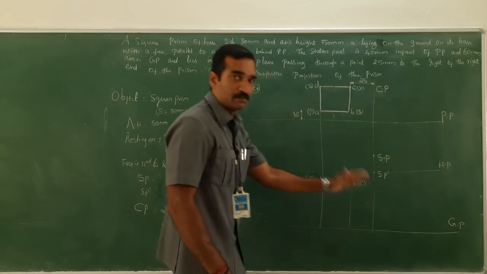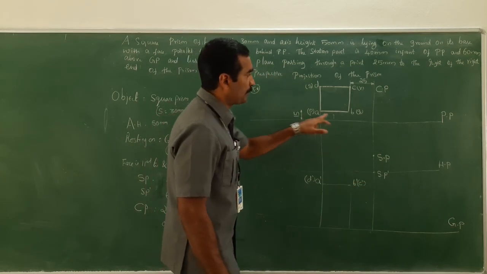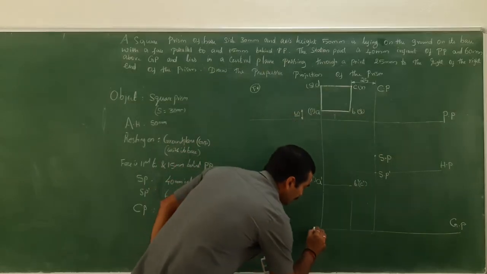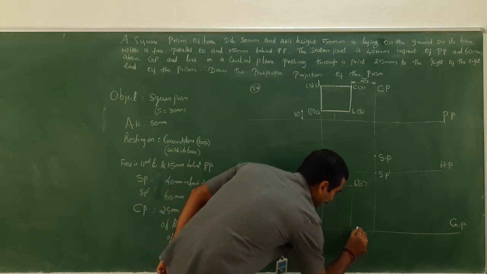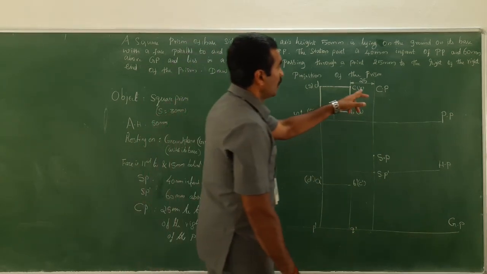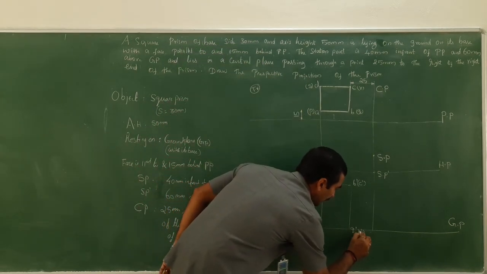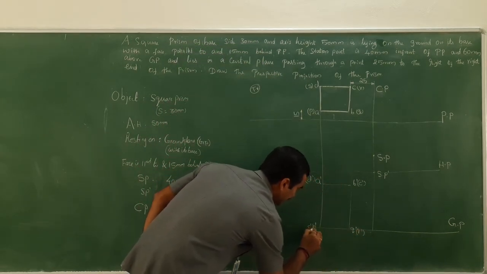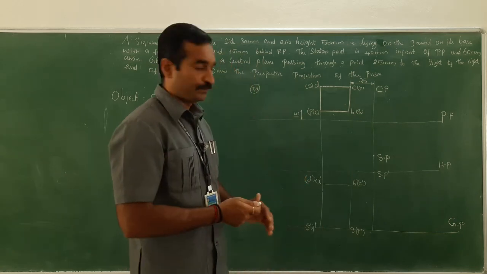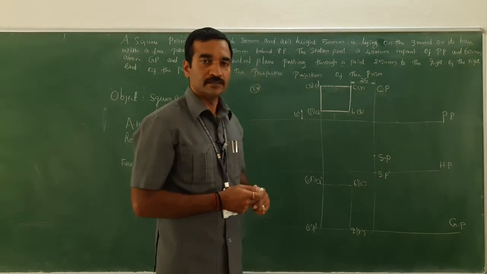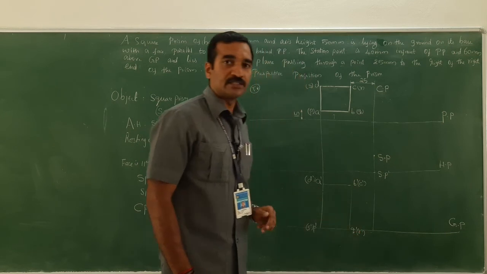Let me just move to the bottom base. When you just look at from here, PQ are visible. P dash and Q dash are visible, R dash and S dash are invisible to me. So, R dash and S dash are invisible. Got it? So, this is the square in shape.